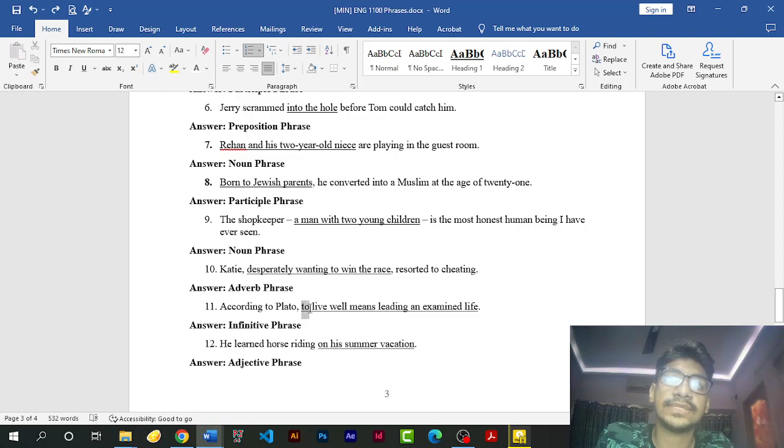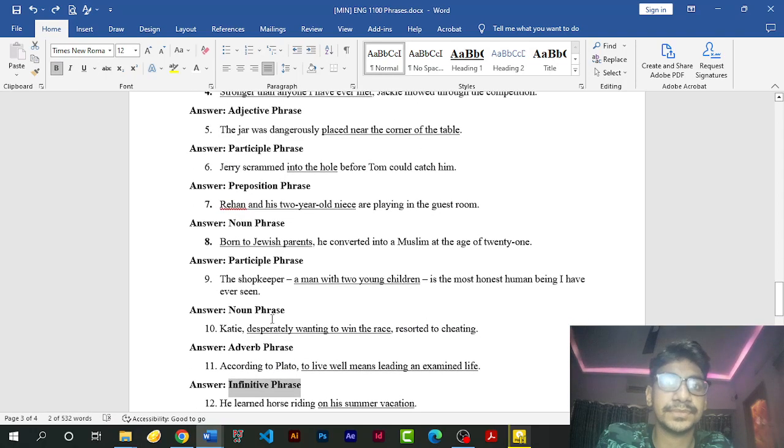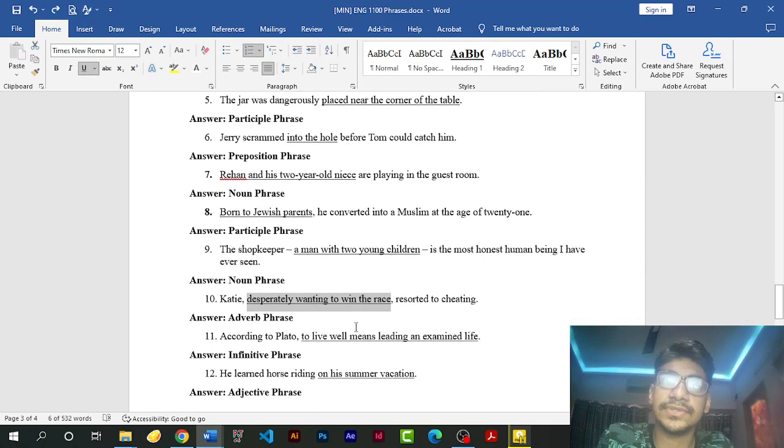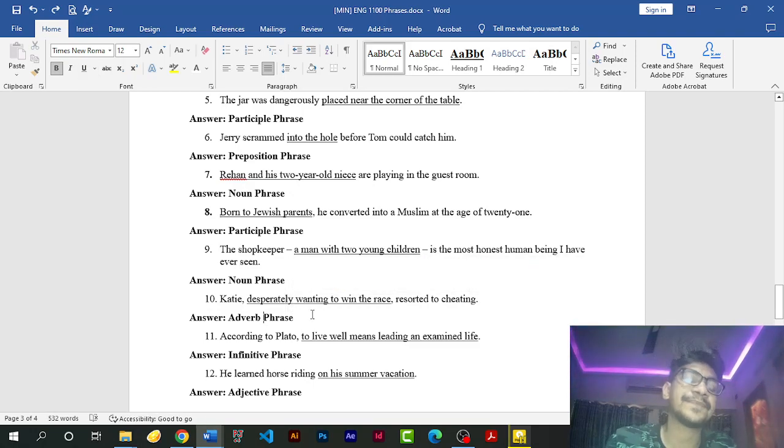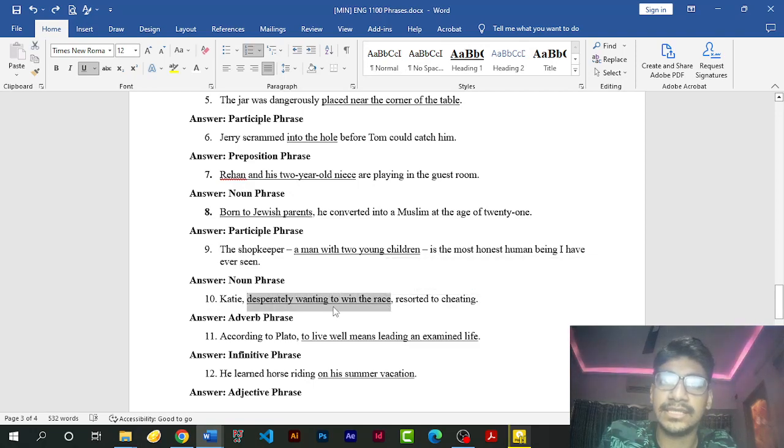So again, when you see the word to, it's always an infinitive phrase. And also look at this, number 10: Katie, desperately wanting to win the race, resorted to cheating. This is also another type of phrase, which is an appositive. Okay, but let's leave appositives for the moment. Let's just call it an adverb phrase. Why? Of course, there's an ly here, so that's why it's an adverb phrase. Whenever we see an ly, beautifully, quickly, right? It's always an adverb. So since it's the first word of this phrase, I've underlined the portion. So this portion is called an adverb phrase.